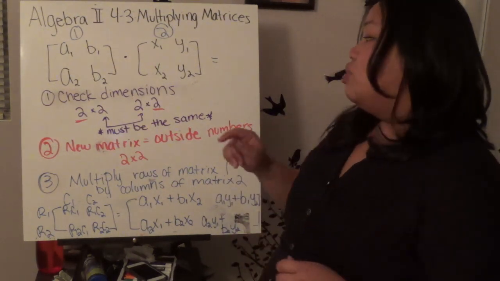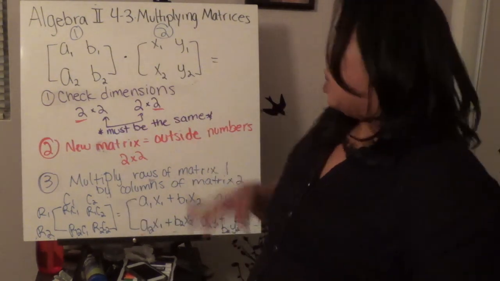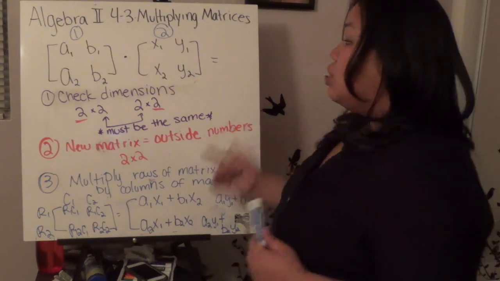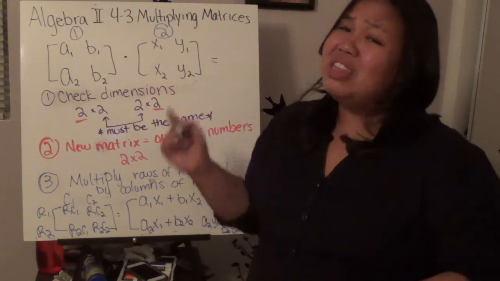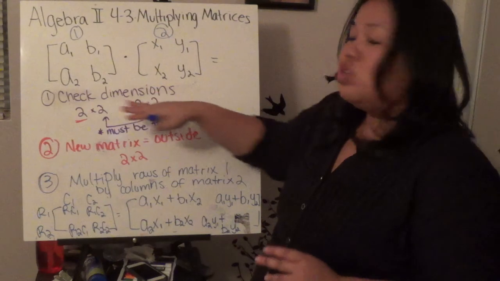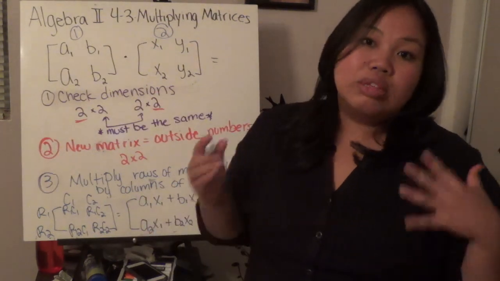And that has to do not only with the dimensions, but also the way that we multiply, and there are certain steps that you have to check. So again, when you're adding and subtracting, the dimensions have to be the same. But when you multiply and you're checking the dimensions, you're not looking for the same one.